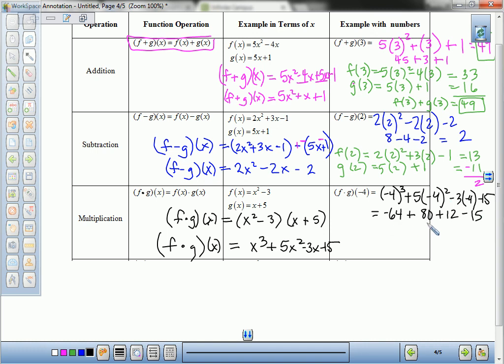All right, so negative 64 and positive 80 is positive 16. And 16 plus 12 is 28. And 28 minus 15 is 13. Okay, questions?